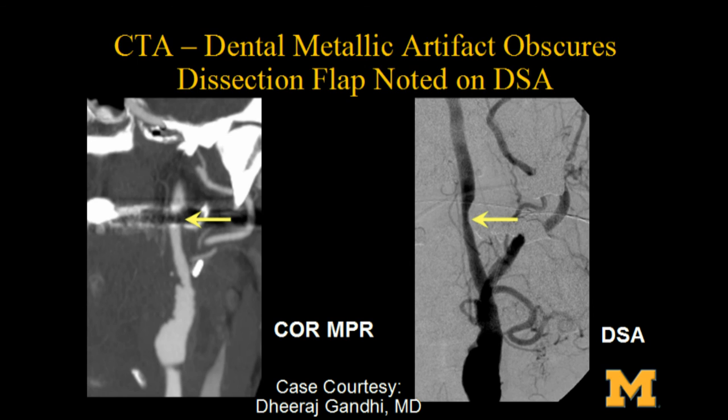So how many times have you looked at a CTA, and you look at the reformats and everything looks great except for this one area, which is streak artifact from the dental amalgam? You say, that's all right, I'll just close my eyes, I won't look at it. Anybody ever done that, or is it just me? Never happens to us in the middle of the night, right? Well, guess what? The patient went for an angio, and there's the dissection. So when you read that paper, this is what they were saying: you have to be very, very cautious about these streak artifacts, and unless you can visualize that whole area of the carotid artery, just be very, very cautious. Don't just say, I'm going to blow it off, it's completely normal.